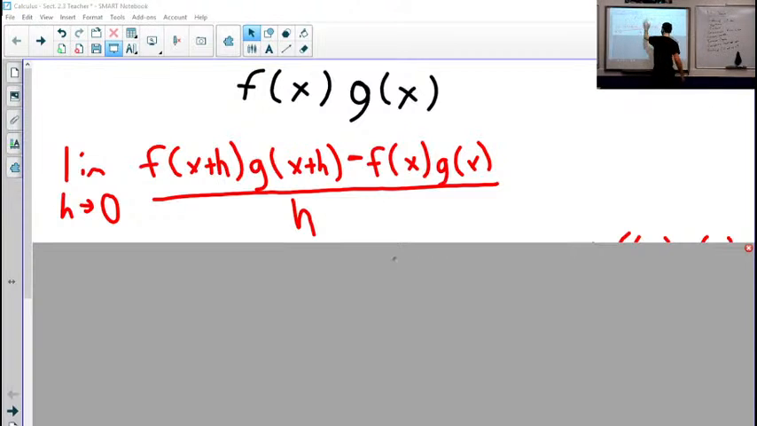Product rule. So if I have multiplication of two functions, what is their derivative? Well, [f(x+h)g(x+h) - f(x)g(x)] all over h. So that is our definition for the derivative.